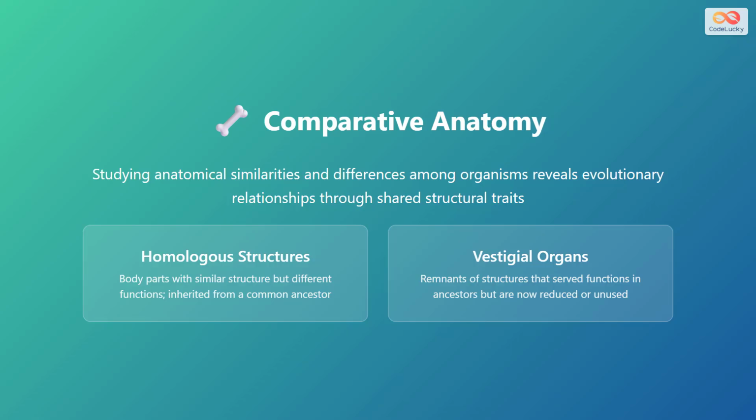Comparative anatomy involves studying the similarities and differences in the body structures of different organisms. This reveals important evolutionary relationships. When we examine the anatomical features of various species, we find 2 particularly important types of structures. Homologous structures are body parts that have similar internal structure but perform different functions in different species. These structures were inherited from a common ancestor. Vestigial organs are another key piece of evidence. These are remnants of structures that served important functions in ancestral species, but are now reduced or no longer functional in modern descendants.